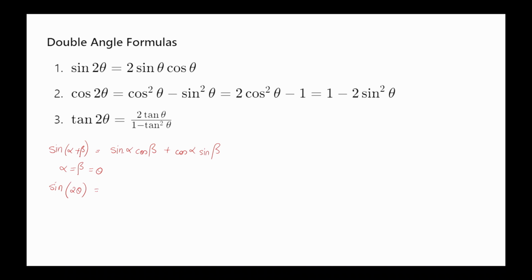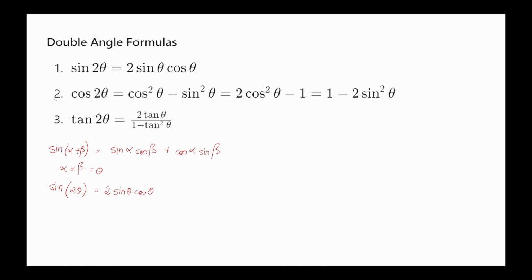Here I would have sine theta cos theta plus cos theta sine theta. So it would become 2 times sine theta cos theta. So this is how generally the proof of double angle formulas is done. Simply you can remember your formulas, the trigonometric identities that we studied, and based on that you can find out your double angle formulas as well.